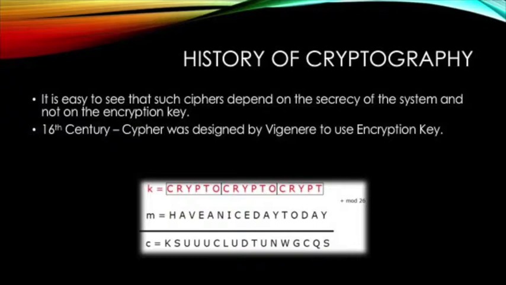Now moving forward to the 16th century. A cipher was designed by Vigenere to use an encryption key. In one of his ciphers, the encryption key was repeated multiple times, spanning the entire message, and adding the message character with the key character modulo 26 produced the ciphertext.